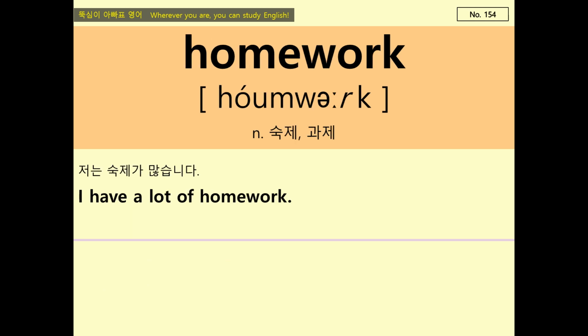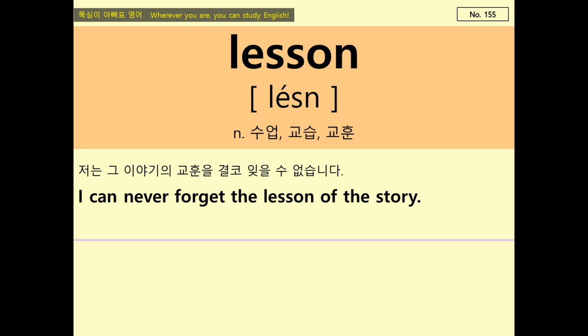Homework. 숙제, 과제. 저는 숙제가 많습니다. I have a lot of homework. Lesson. 수업, 교습, 교훈. 저는 그 이야기의 교훈을 결코 잊을 수 없습니다. I can never forget the lesson of the story.